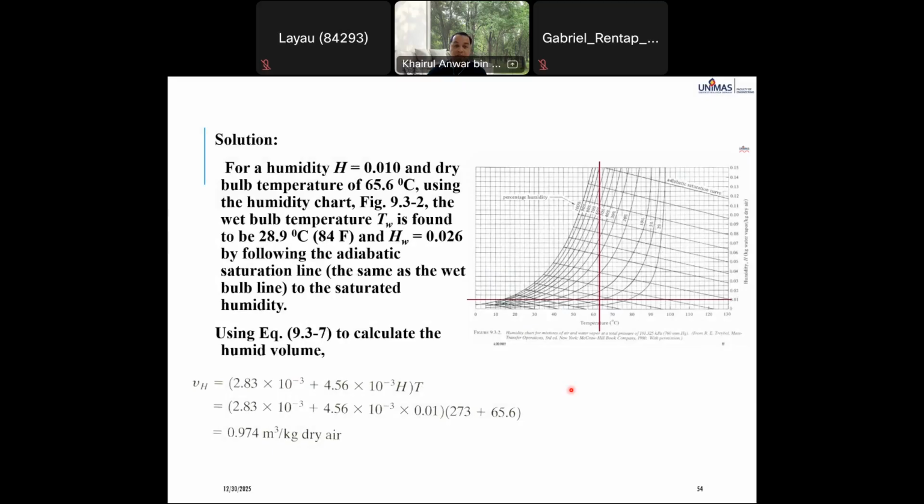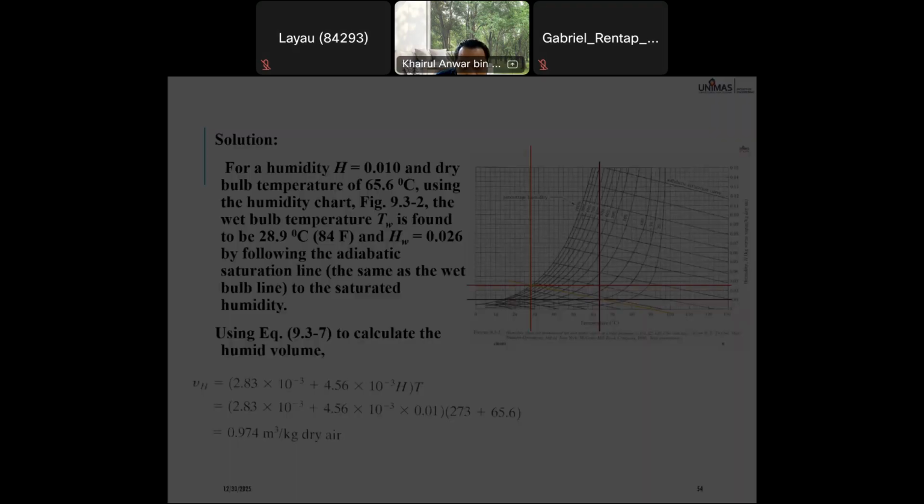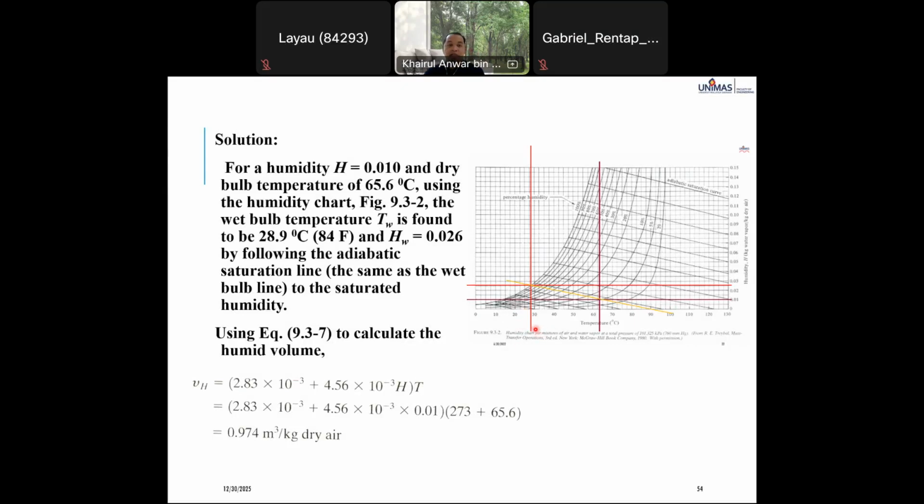So from the humidity chart, at humidity 0.01 and dry bulb temperature 65.5, the wet bulb temperature Tw is found at 29.9. So it's here, 29.9, with Hw here, 0.026, by following the adiabatic saturation line, the same as the wet bulb line, to the saturated humidity.